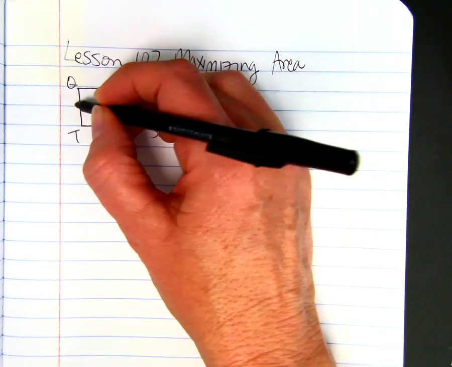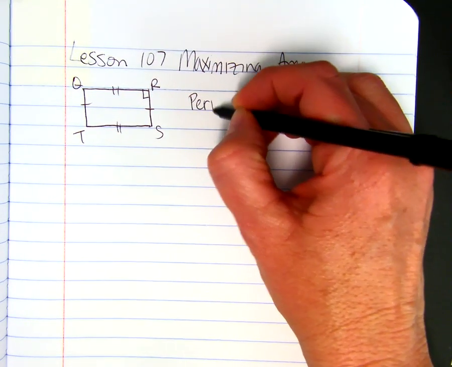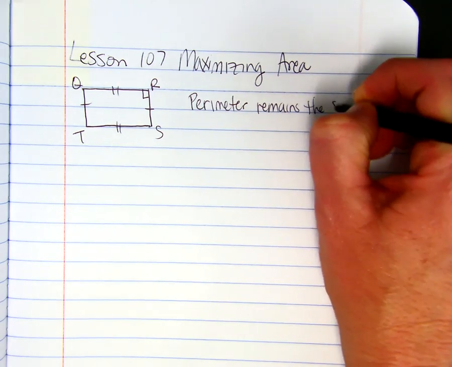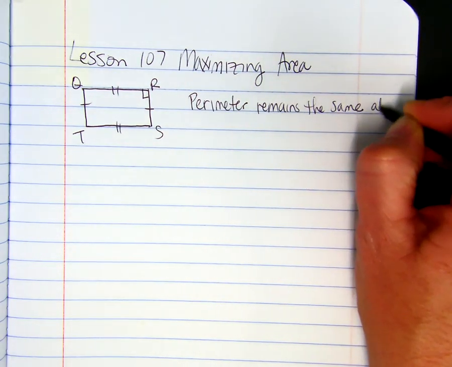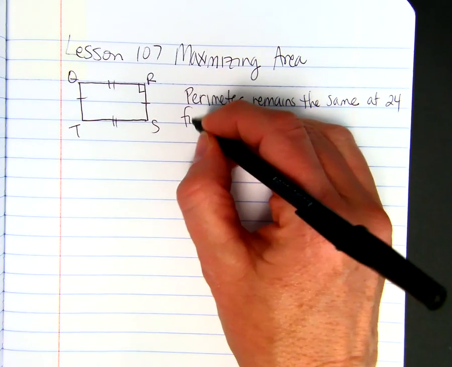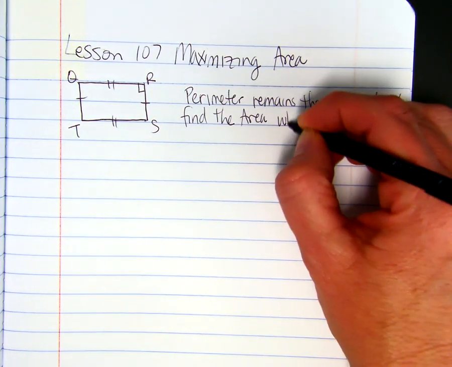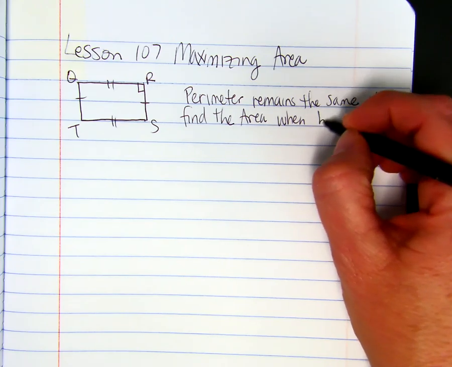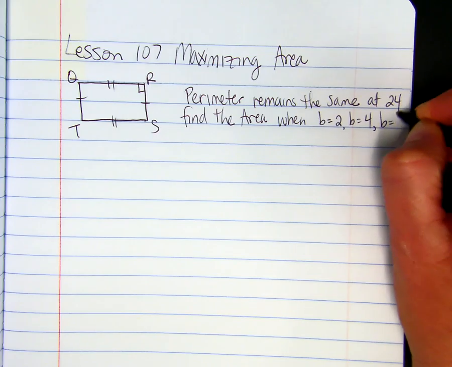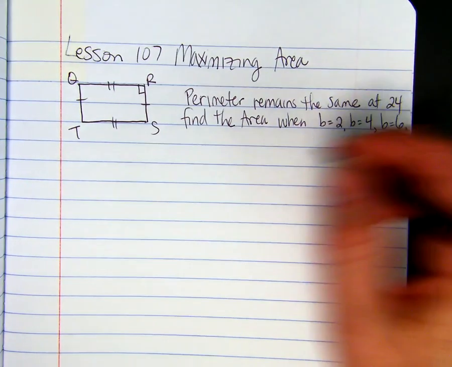Okay, so here's an example. The perimeter remains the same, and we're going to make it 24 units. Find the area when the base equals 2, the base equals 4, the base equals 6, and the base equals 8.